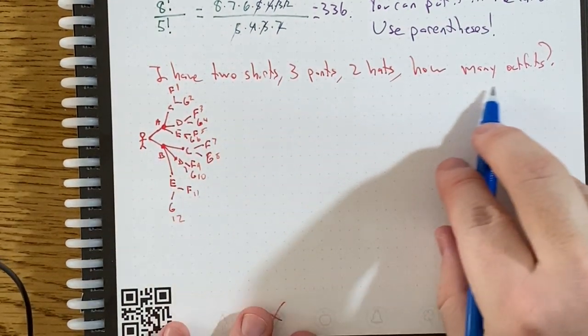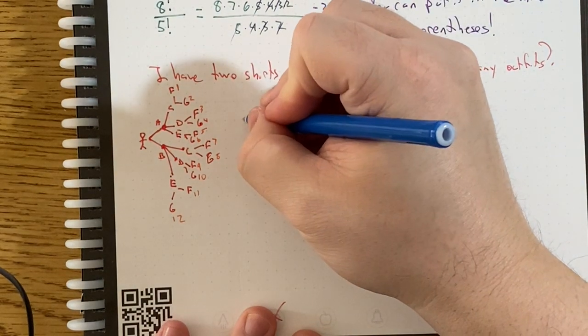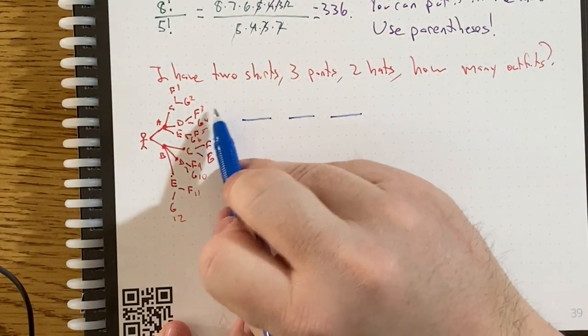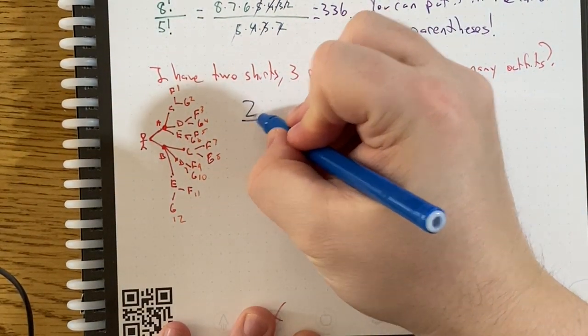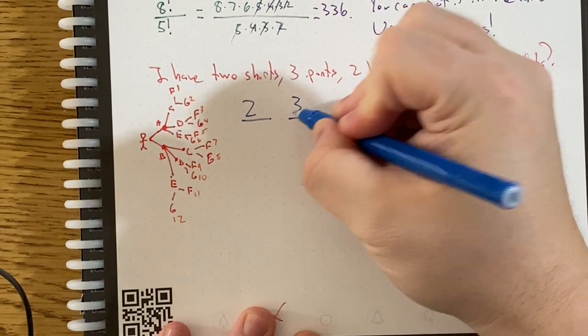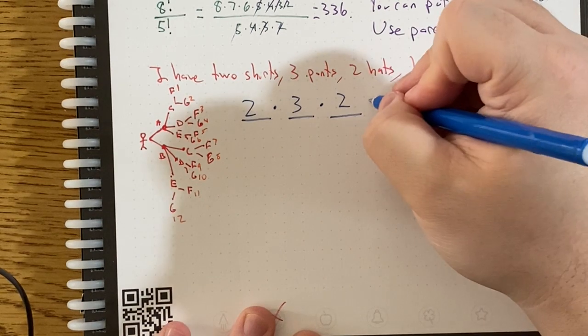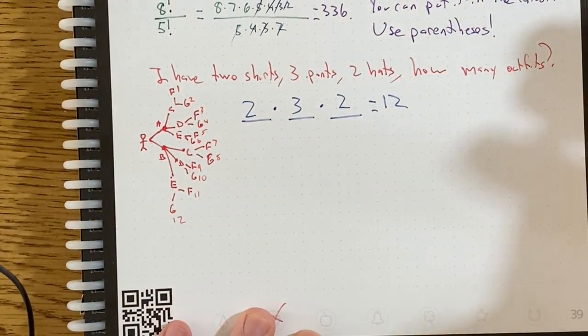So when they're talking about how many ways can you do something, I like to think of it as spaces, right? How many options do you have for your first thing, which is shirts? 2. How many things for your second? 3. How many things for your last? 2. And you just multiply. 2 times 3 is 6. 6 times 2 is 12. And you're done.